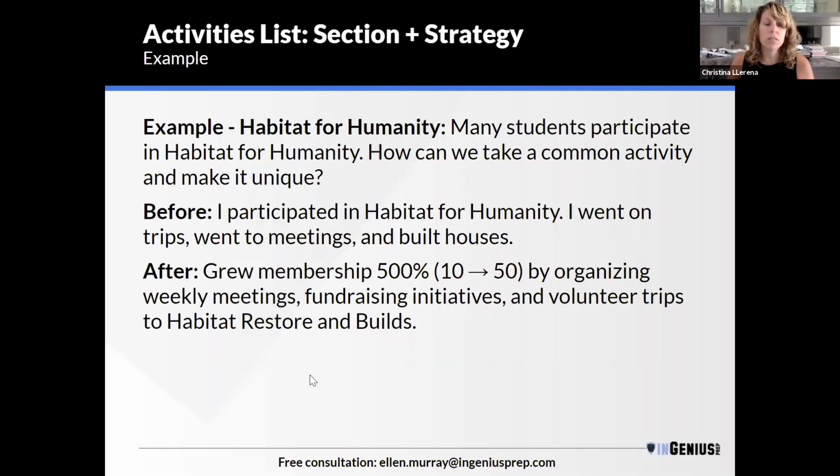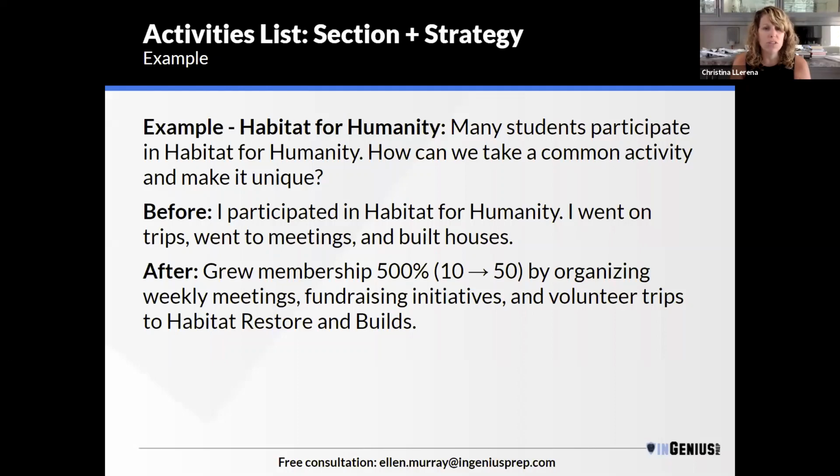All right, this is another example, Habitat for Humanity. A lot of students do some sort of volunteer work or community service organization, and this is a common one. So how can we make it unique? How can we really sell this as something very viable, where something was tangibly gained by the student doing this activity?